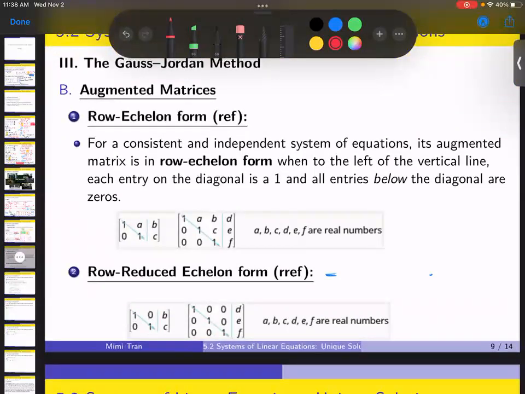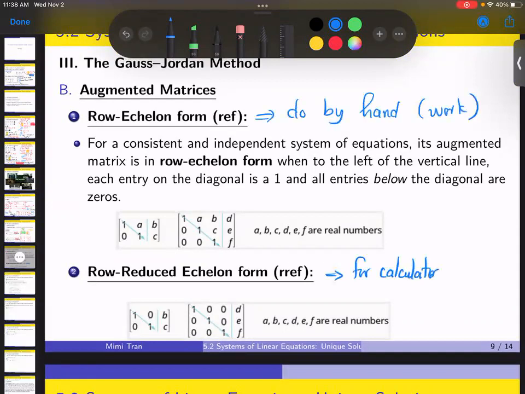Row reduced echelon form, this one I'm going to use the calculator. I'll show you how to use the calculator. But this one we need to do by hand. This is the work you show me on the exam. Now, what's the difference between the 2? Well, you can read on your own time, but let's do the same first. The same thing is that both have a diagonal of 1.